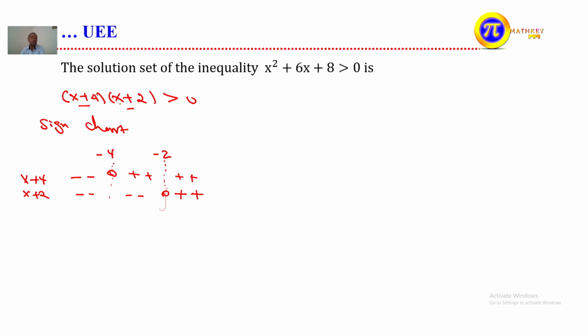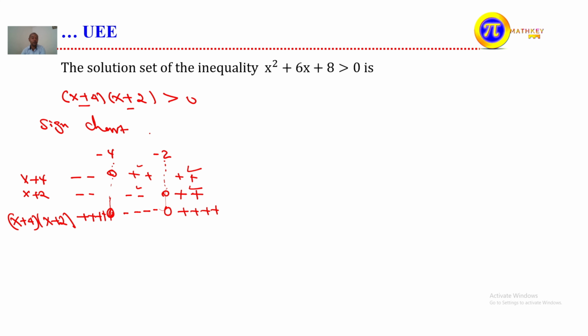Again, here we have the product of x plus 4 times x plus 2. So take their product. Negative times negative. On this side, both are negative. The product is positive. Here is 0. Here is negative. 0 times negative is 0. Here is positive. Here is negative. Positive times negative is negative. Here we have positive. There is negative. Positive times 0 is 0. This one is positive. Again, this one is positive. Positive times positive is positive. At the right side is positive.